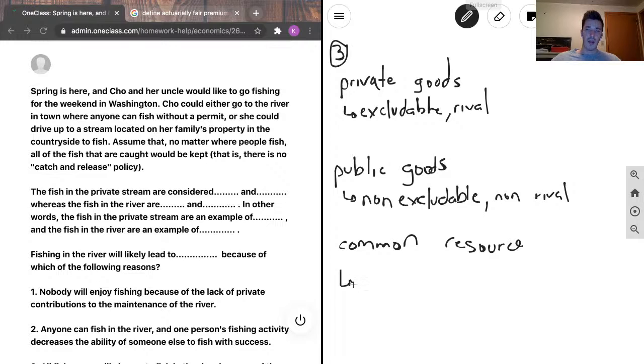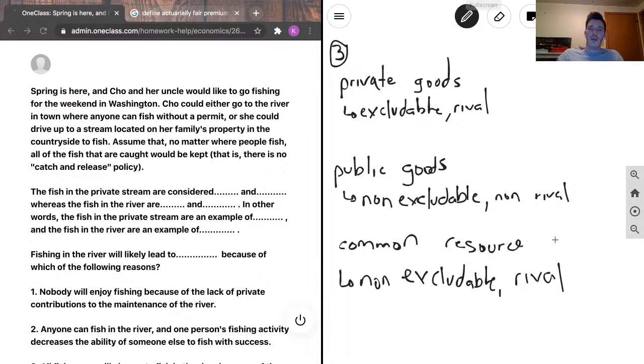Common resource is going to be non-excludable, but it is going to be rival. So what does excludable and rival mean? If a good is excludable, that means that others can be prevented from using it.